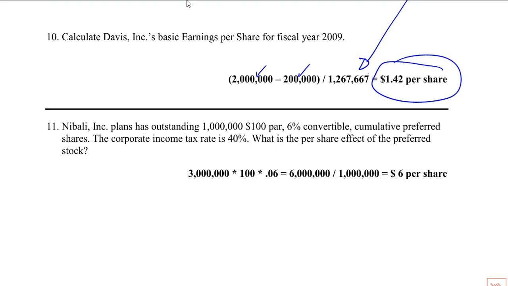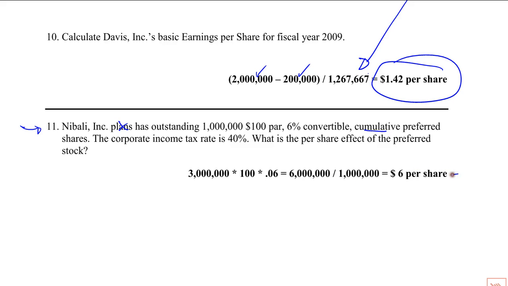Okay, on to number 11. So, Nibley has outstanding 1 million, face value $100 par, 6% convertible cumulative preferred shares. The corporate income tax rate is 40%. What is the per share effect?